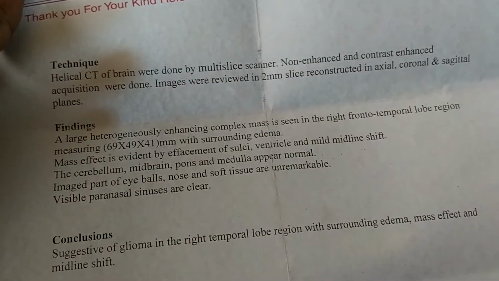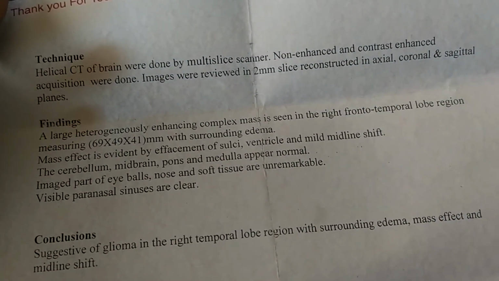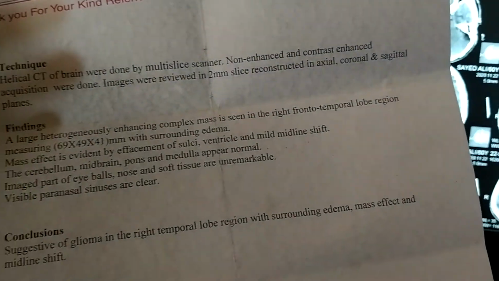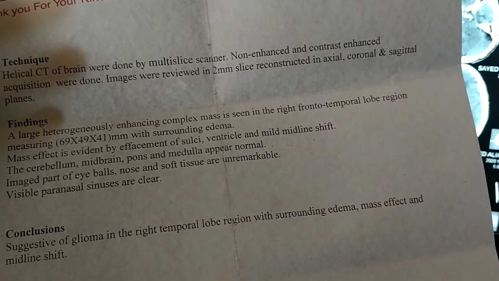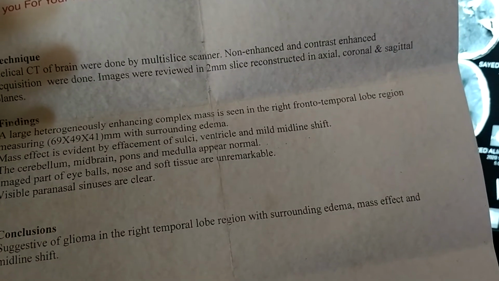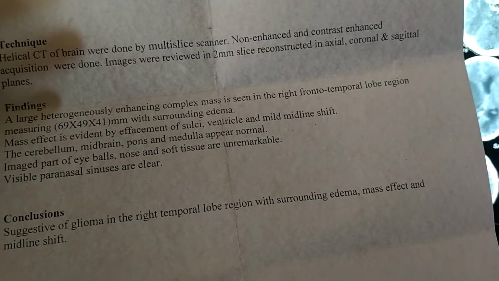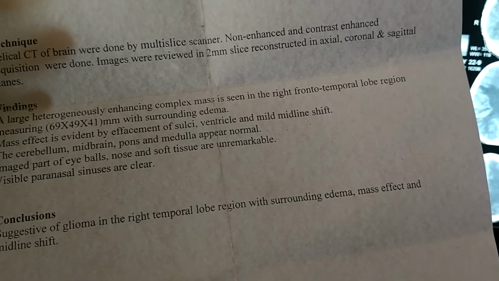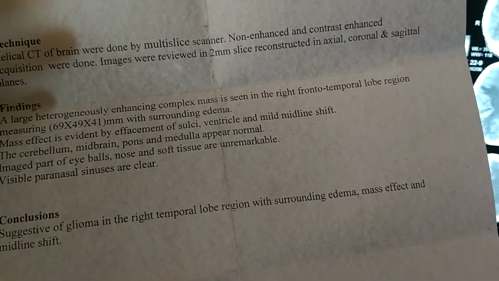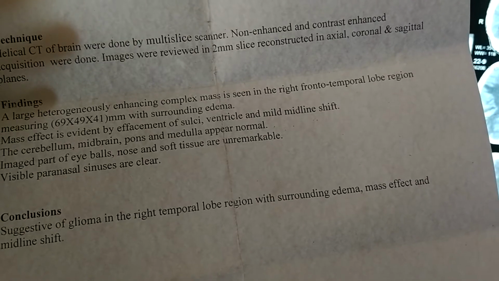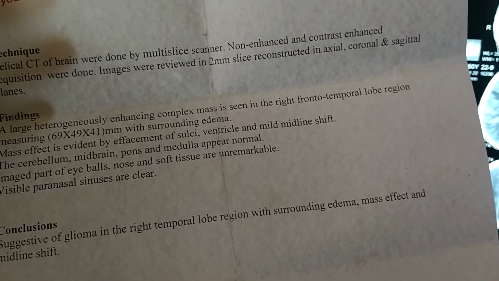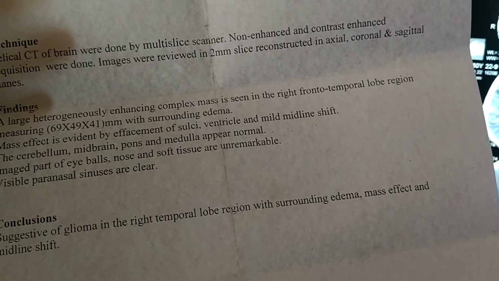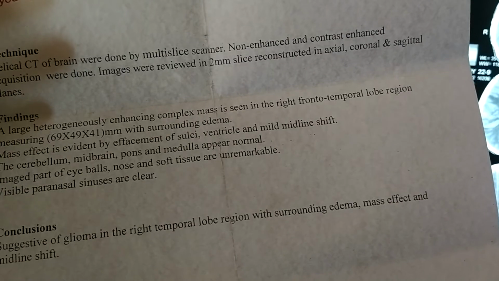A large heterogeneous enhancing complex mass is seen in the right frontotemporal lobe region, measuring about 69 by 49 by 41 millimeter with surrounding edema. The mass effect is evident by effacement of sulci, ventricle and mild midline shifting. The cerebellum, midbrain, pons and medulla appear normal. The imaged part of the eyeball, nose, soft tissue are unremarkable.